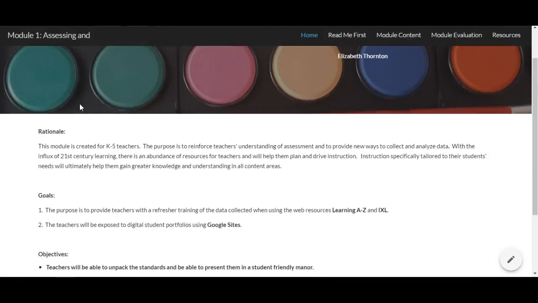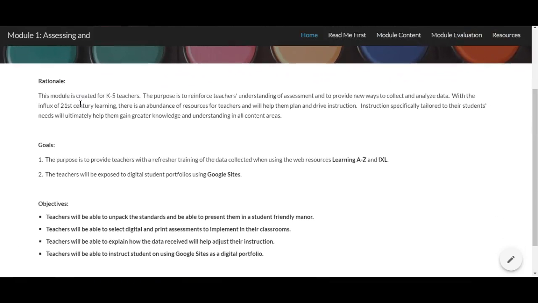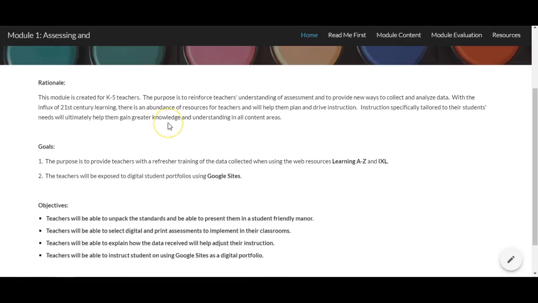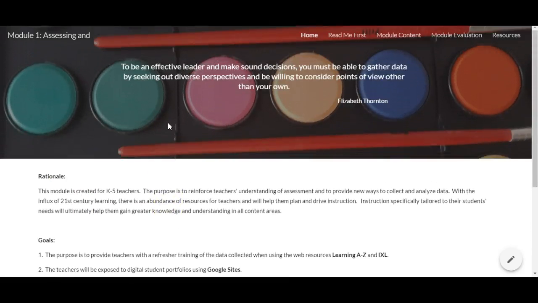So one of our objectives here today is that teachers will be able to unpack the standards and be able to present them in a student-friendly manner. And so on the web page here, at this time, if you hadn't already, under the read first, it told you where the standards were in our first direction.